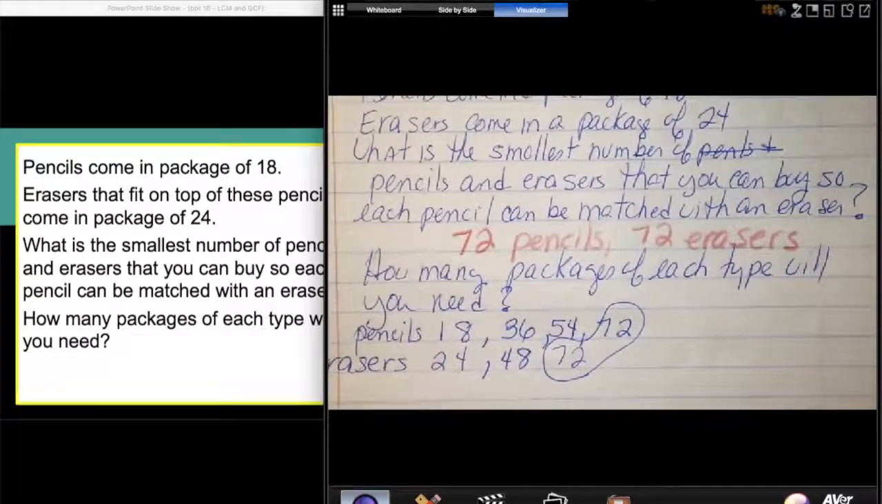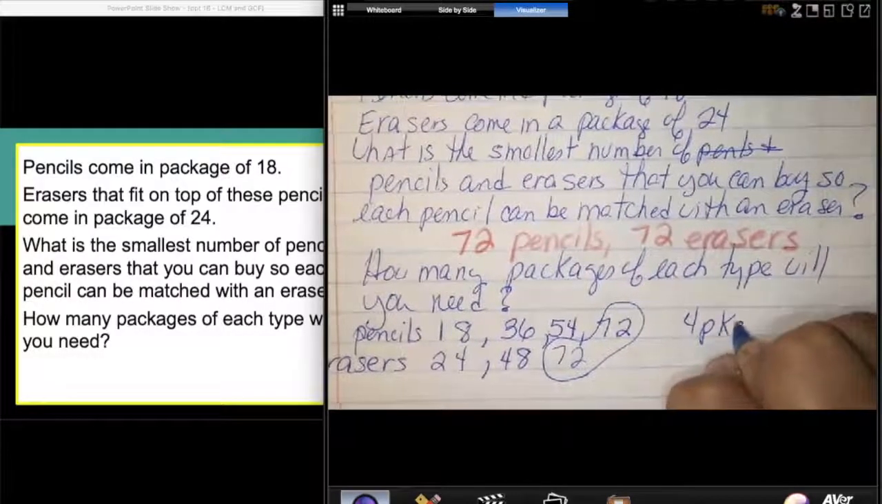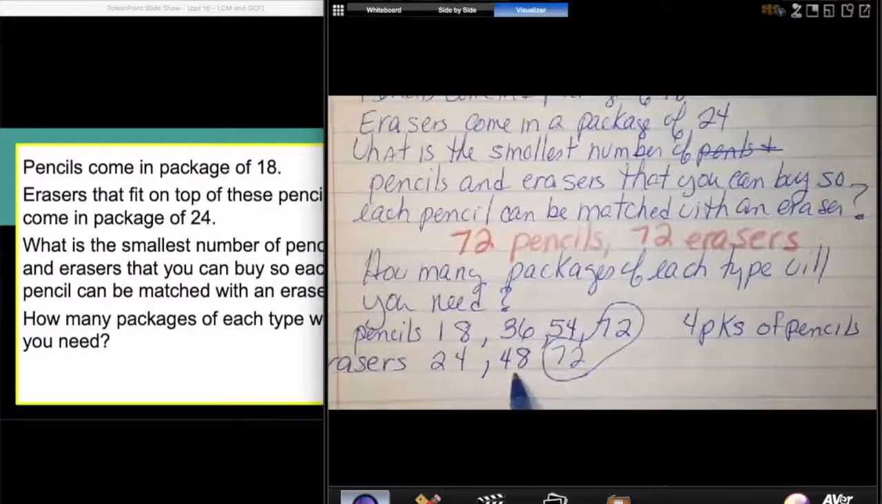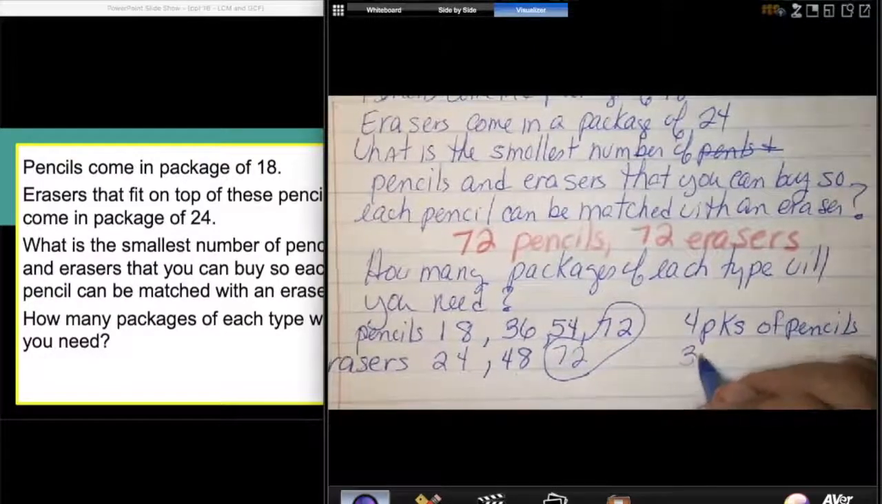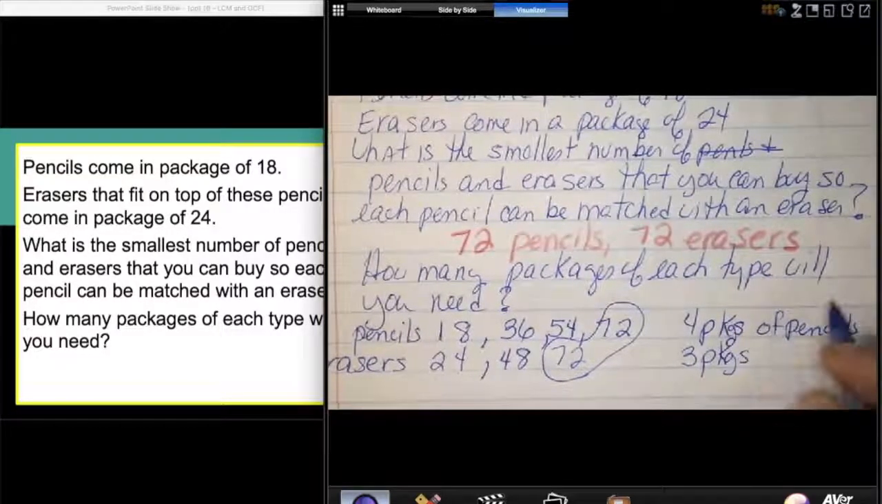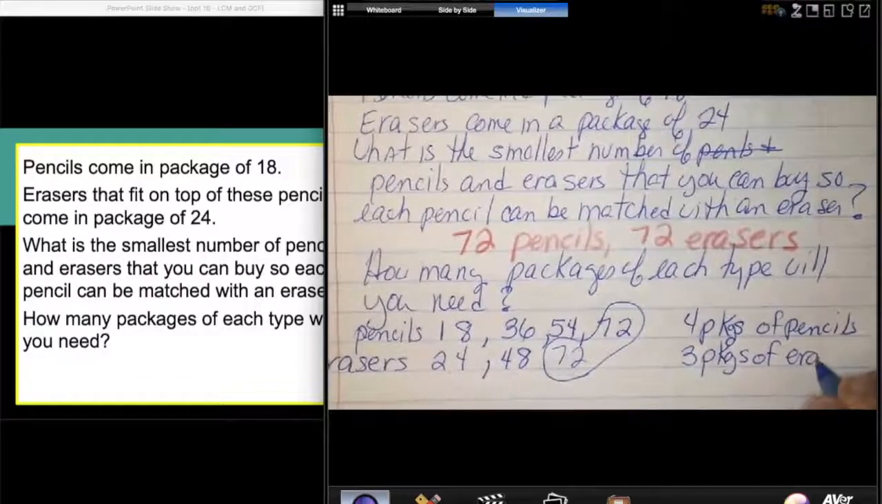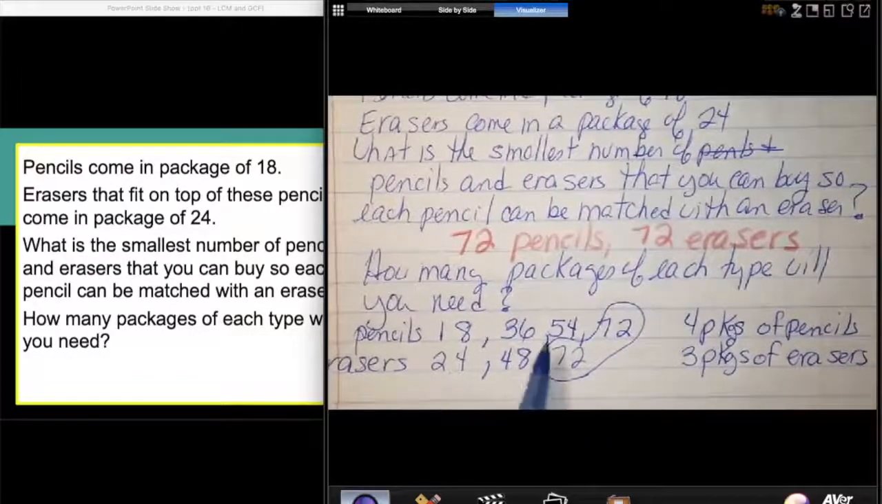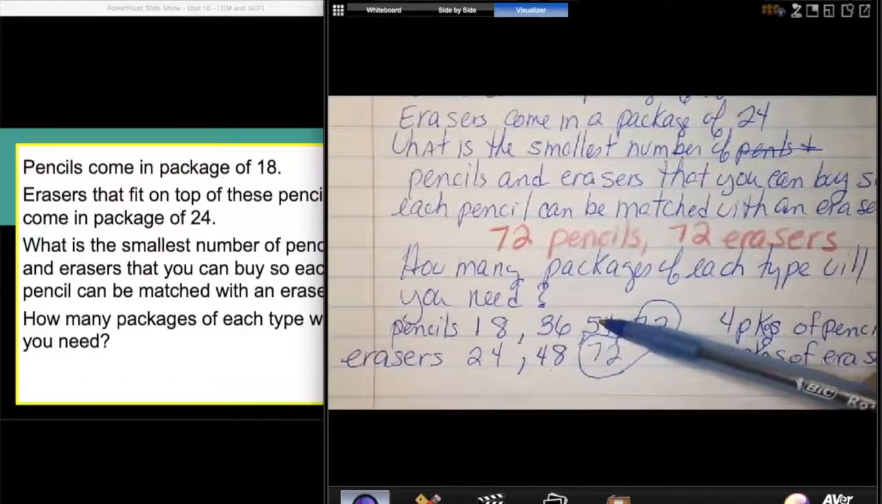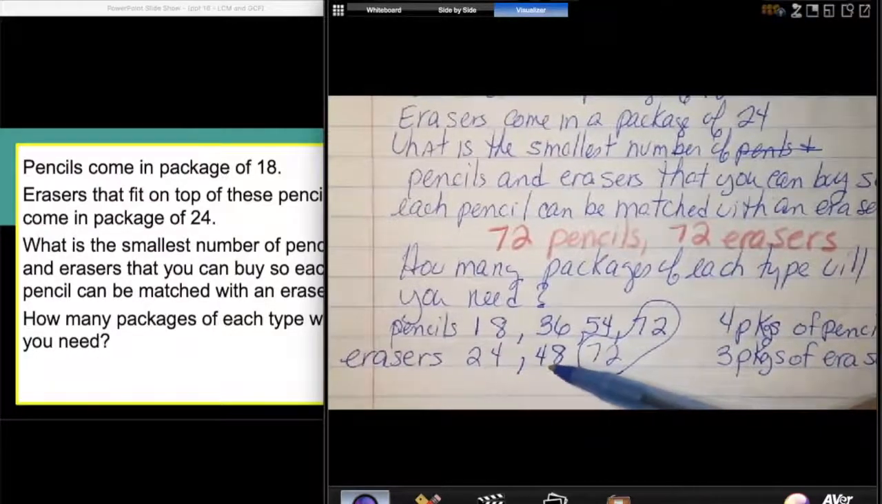What is the smallest number? We want them to match. So I bought one package, two packages, three packages, four packages of pencils. And then I bought one, two, three packages of erasers. I guess I could put a G there, packages of erasers. How many packages of each type will you need? 1, 2, 3, 4. 1, 2, 3.